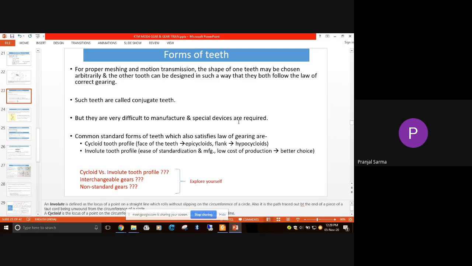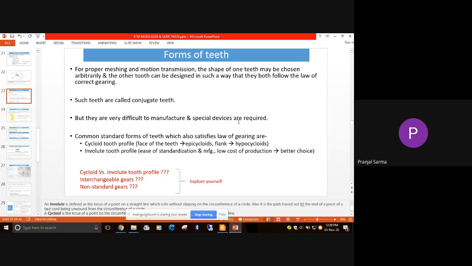One thing is that designing the conjugate properly will be difficult if you keep making it arbitrary. Suppose you keep changing the parameters, and based on the new parameters you require the other pair of teeth. In that case it becomes difficult to design as well as difficult to manufacture, because some of the gear manufacturing methods you already know from the workshop.